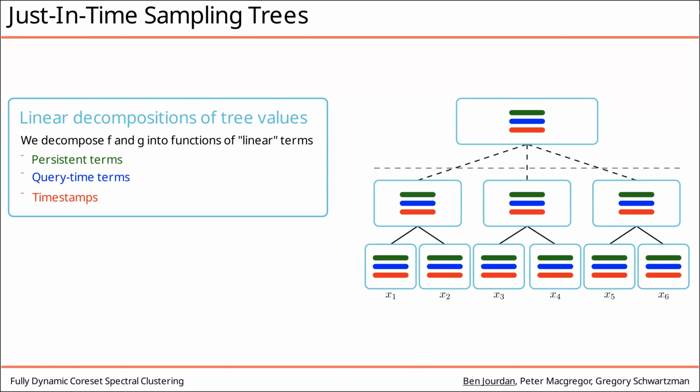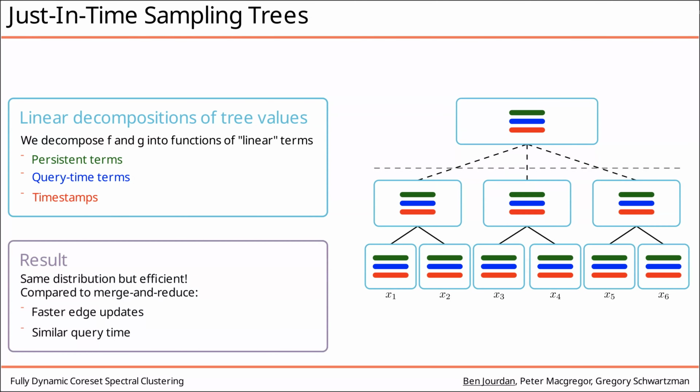Here, linear means the term at a parent node is the sum of its children. Persistent terms are linear terms that are modified by graph updates and persist across queries. Query time terms are linear terms that are only used during sampling at query time. Timestamps are used to lazily reset these query terms. As an example, one of our persistent terms is called size and simply tracks the number of graph vertices represented by that tree node. Leaves have size 1, and the root has the same size as the number of vertices in the graph.